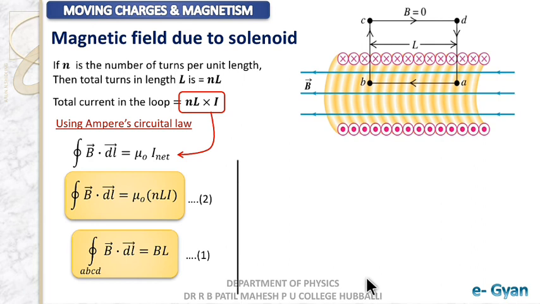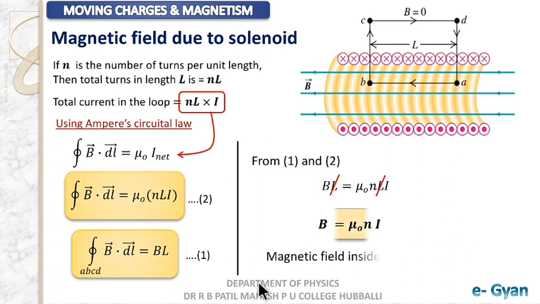Now from 1 and 2 both, since both the LHS are the same, we can equate the RHS. So if we equate, then we get BL equals mu naught nLI. On both sides L and L will get cancelled. Further you will have B equals mu naught nI, and this is the magnetic field inside the solenoid. This is the value of the magnetic field inside the solenoid.